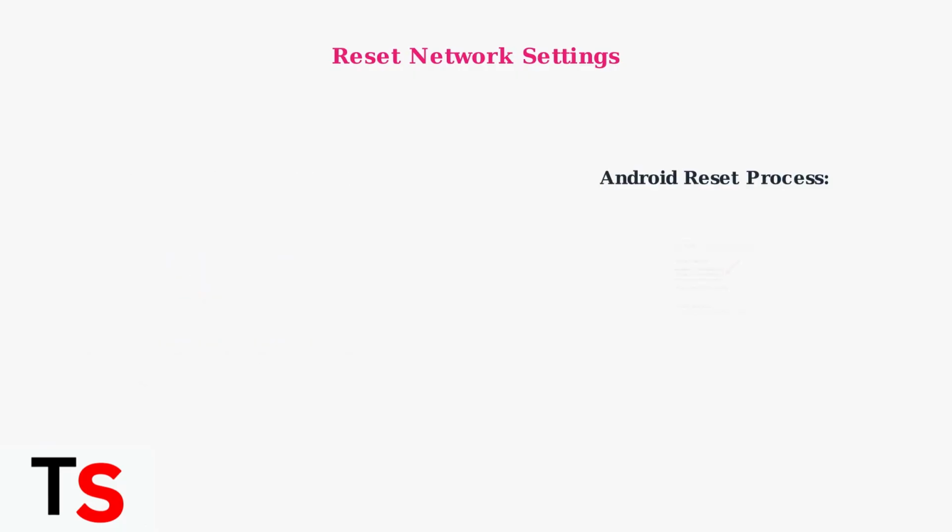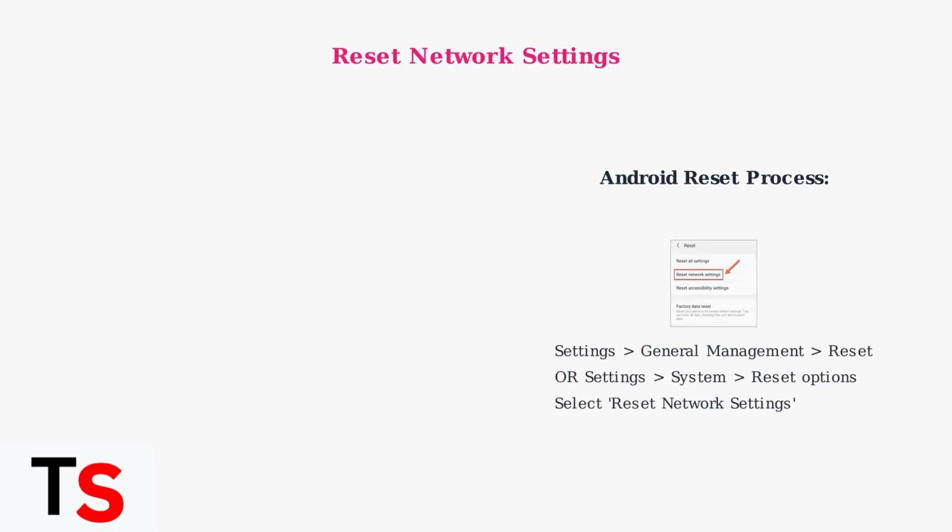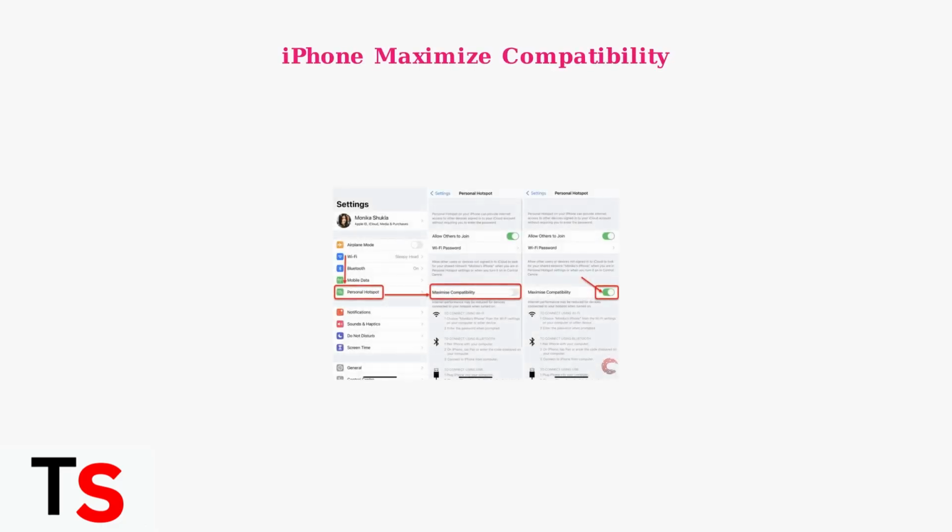For Android devices, the reset process is similar, but located in different menu paths depending on your device manufacturer. iPhone 12 and later models have a maximize compatibility feature in personal hotspot settings. This can help with connection issues, but may reduce performance and security.